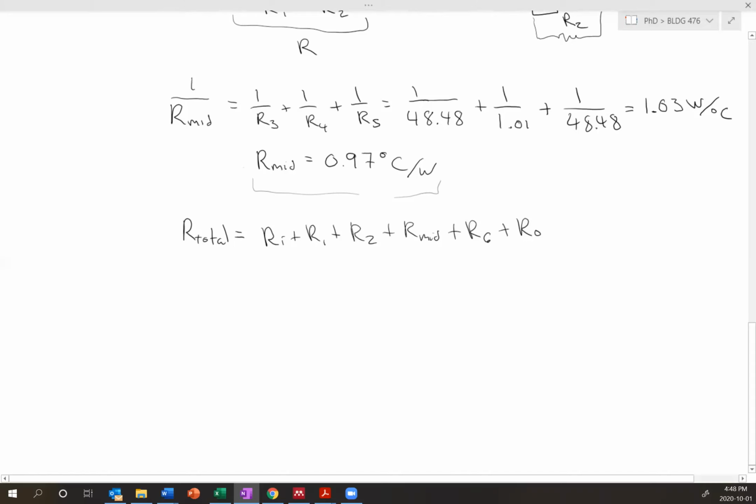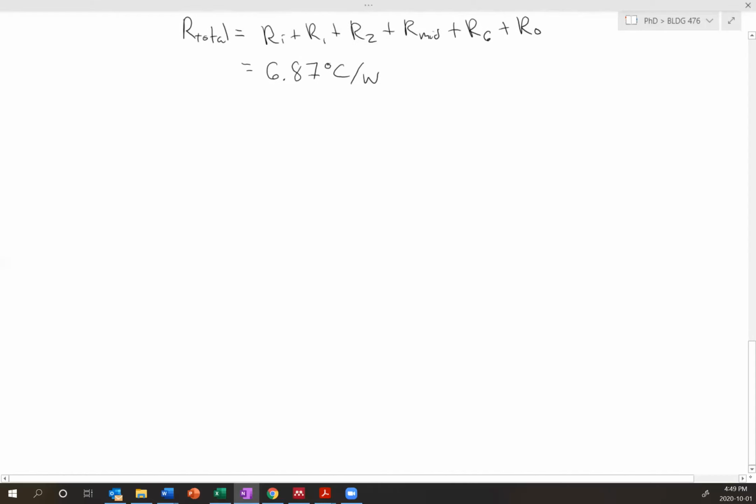And I'm not going to rewrite everything because we have all the numbers quite handy, but we'll take all the R's we just added up and we'll get 6.87 degrees Celsius per watt. Okay. So now we can calculate our heat transfer through what we're calling our representative sample of the wall.